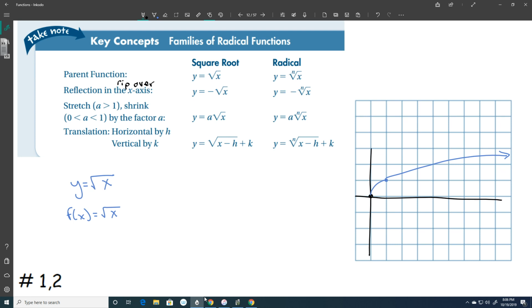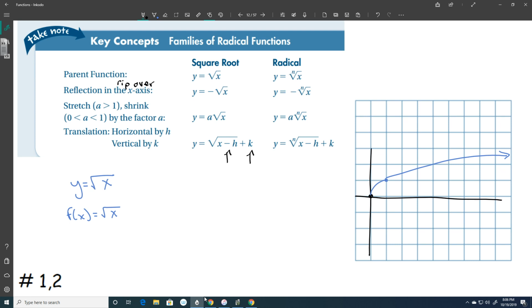Depending on how big that number is. So a regular number is going to stretch it vertically, and a fraction is going to compress it, or in other words, make it look short and wide. And then the translations. These are the easy ones.